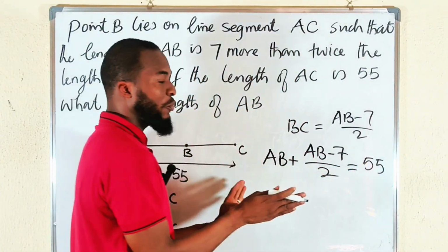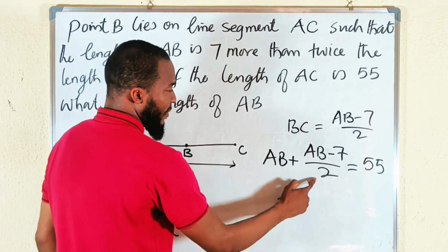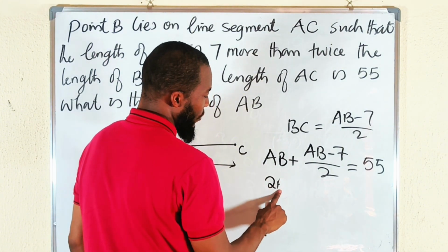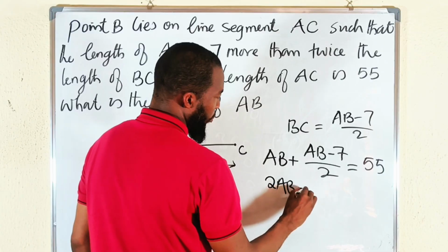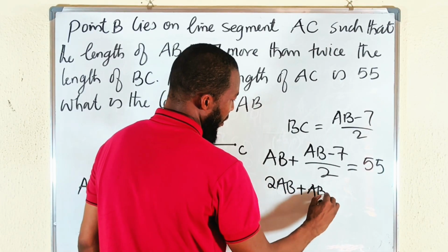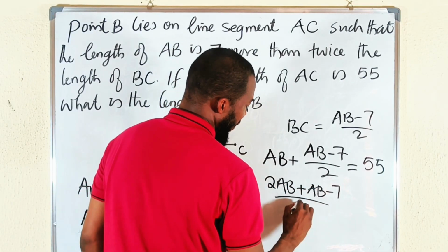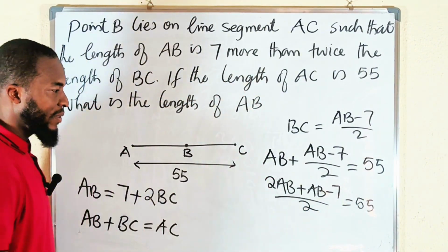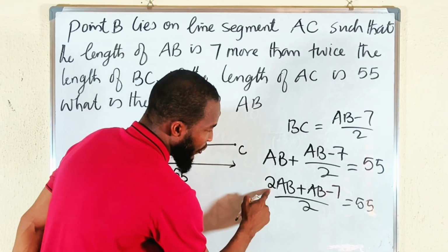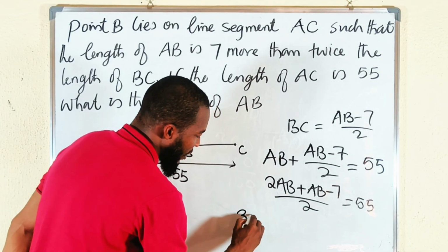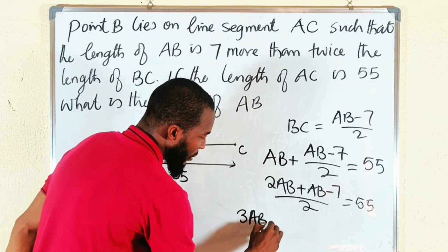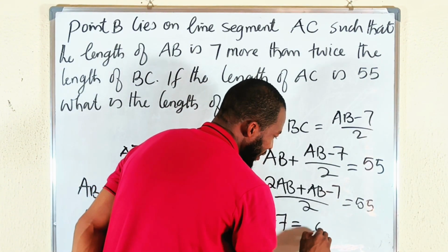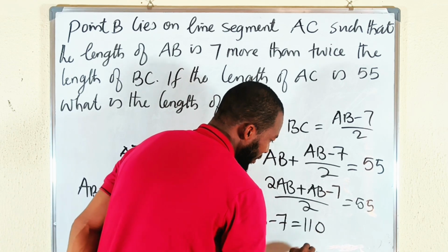So now we have an equation in terms of AB alone. This is 2AB plus AB minus 7 divided by 2 equal to 55. Let's multiply every single side by 2. 2AB plus AB is 3AB minus 7 equal to 2 times 55, which is 110.